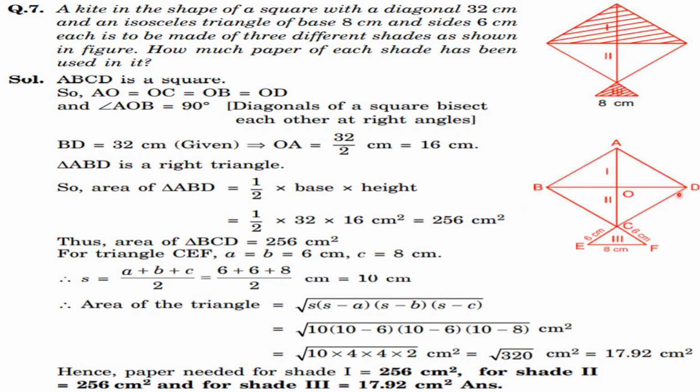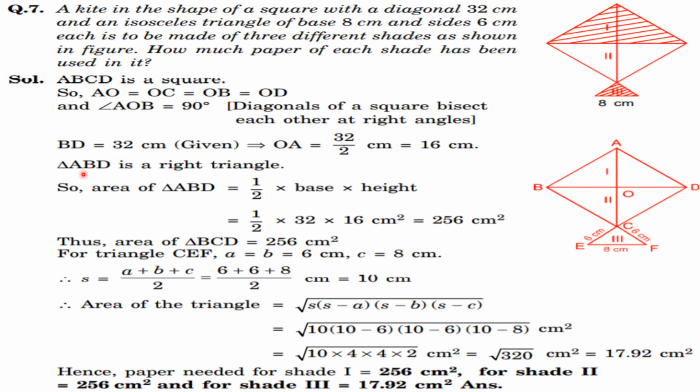The length of the diagonal is given. What is the length of the diagonal? 32 centimeters. This implies OA is equal to half of the diagonal. Both diagonals are equal, so AC length and BD length are equal. Then OA is equal to 32 by 2 centimeters, that is equal to 16 centimeters. So we got the length of the line segment OA.